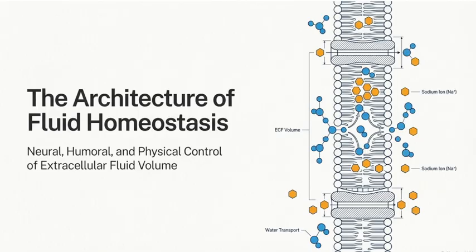Now let's zoom out and take a look at the big picture. Fluid homeostasis is not just about capillaries. It is a multi-level system involving cellular membranes, capillary exchange, and neural and hormonal regulation. At the center of all this is extracellular fluid volume, which determines perfusion.